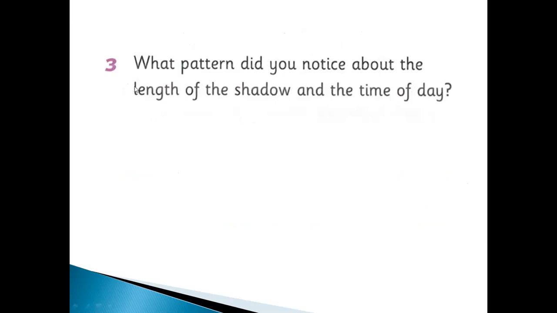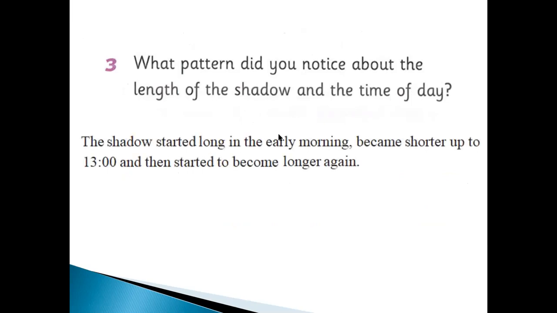What pattern did you notice about the length of the shadow and the time of the day? The shadow starts long in the early morning, then becomes shorter up to about 1 o'clock, because the sun is at its highest point at the top, so it is not making a big shadow. So the shadow is shortest around 1 o'clock, and then it starts to become longer again.